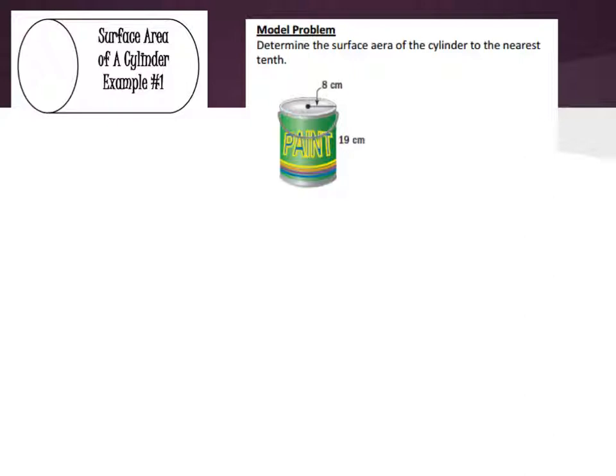Now, looking at this can of paint, the surface area includes the top of the paint can, the bottom of the paint can, and the lateral surface area around it where the label is. When I hear lateral, I think label, so that's part of the can that we have to address as well. So top, bottom, and then around the label. Our formula for surface area of a cylinder is surface area equals 2 times the area of the base, because there's a top and a bottom to our paint can, and then the perimeter of the paint can times the height.